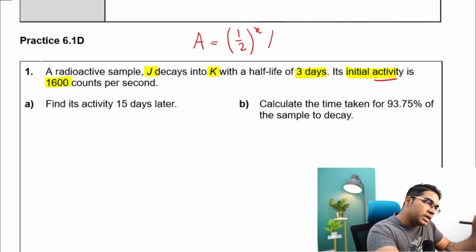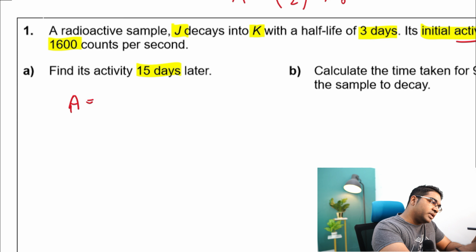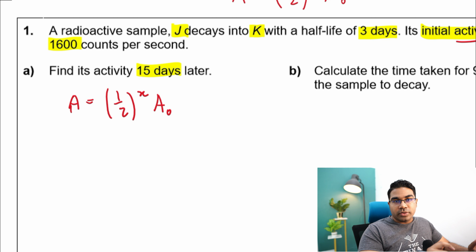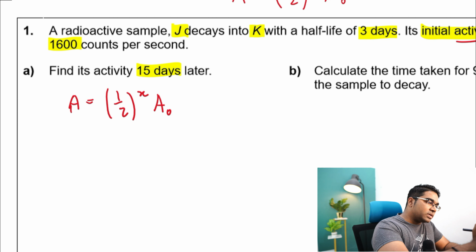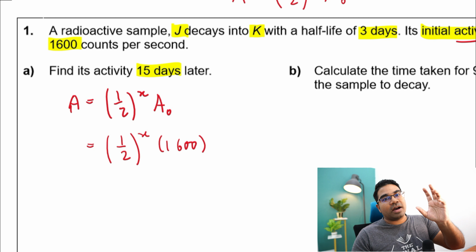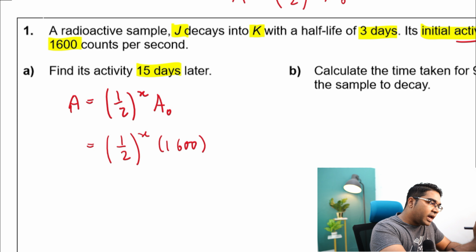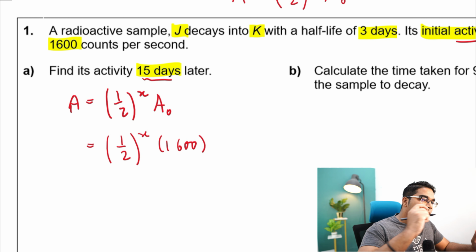So let's write down the formula again first before we substitute anything. So A is equal to 1 over 2 to the power of x times A naught. Now we have the initial value here, that is 1600. So let's substitute that first. 1 over 2 to the x times 1600. However, we do not have the number of half-lives that have passed yet. We only have the actual time that has passed, and we have the half-life. So the half-life here, let's make a note. The half-life here is 3 days.